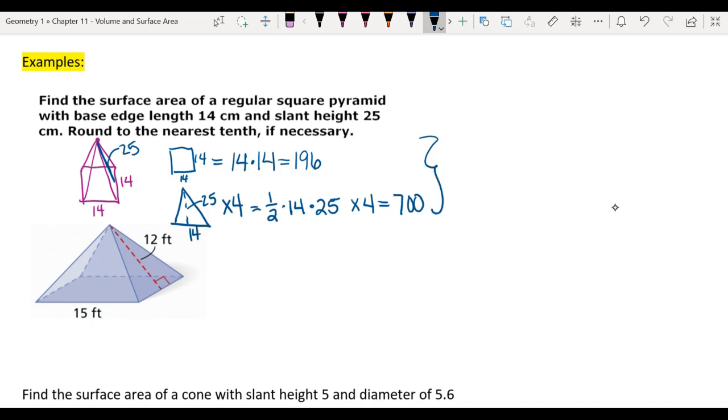Your last step is to add those up. So 896 centimeters squared would be your surface area of this figure.